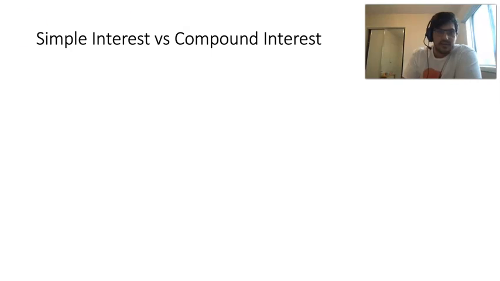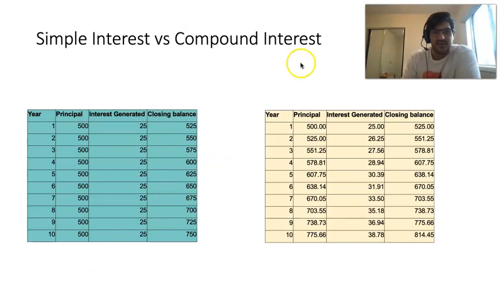If we were to look at a table comparing 10 years worth of simple interest versus compound interest, you can see the simple interest equation every single year, $25, $25, $25. That is the interest that is generated. The interest generated from the compound interest equation, wow, look at that. Goes up and up and up and up and up. And then by the time you get to the end of 10 years, there's a massive difference in terms of the final amounts of money that you're going to earn.